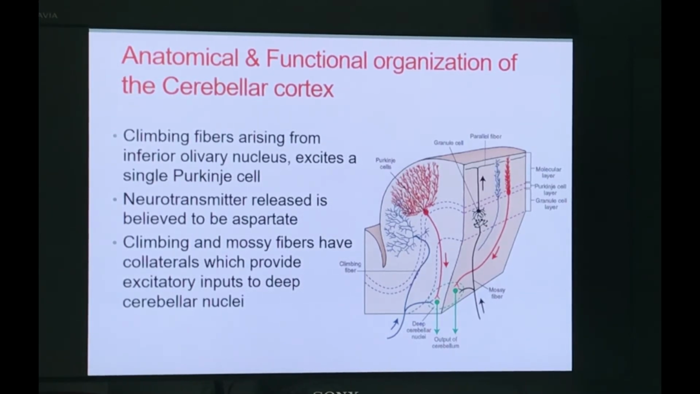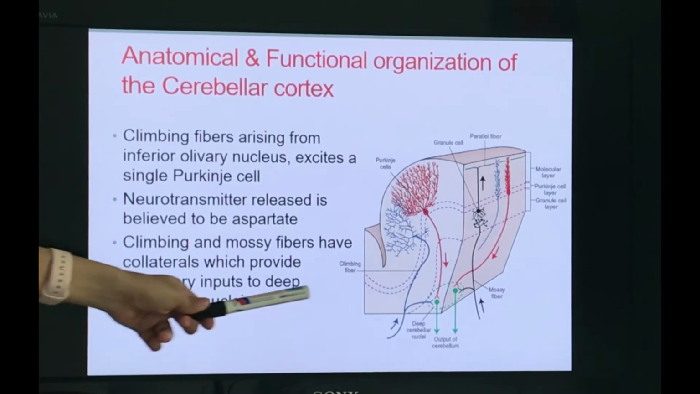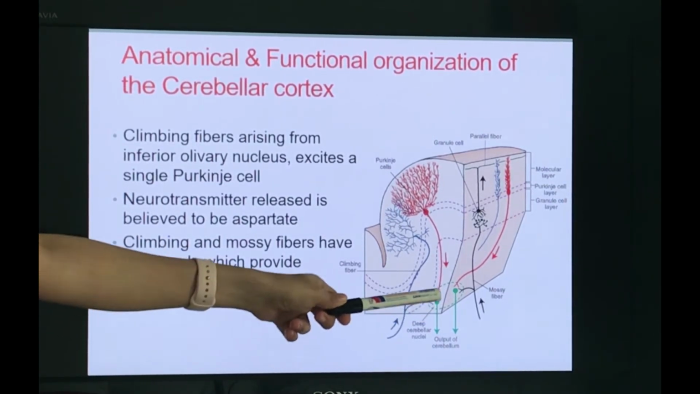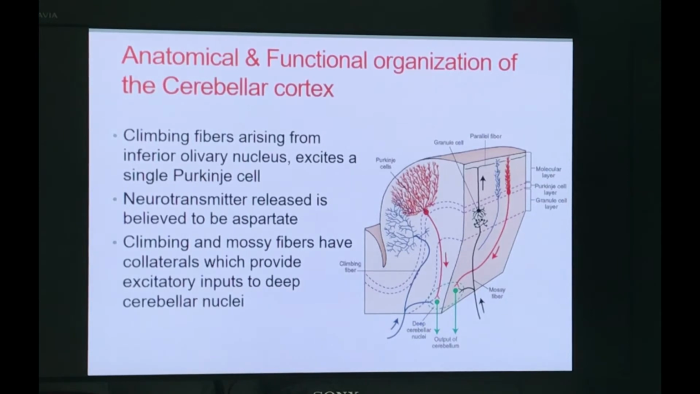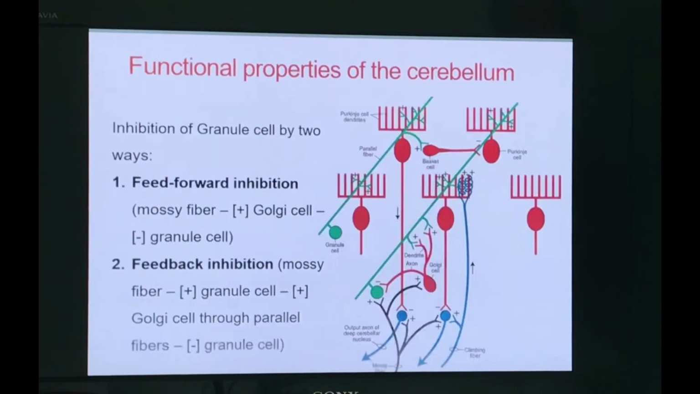Climbing and mossy fibers have collaterals, though they have a synaptic connection with the Purkinje cells. Climbing fibers have a direct connection, but mossy fibers influence the Purkinje cell through the granule cells. They also have collaterals giving excitatory inputs to the deep cerebellar nuclei, so that there is a balance between excitation and inhibition. Accordingly the muscular movements are coordinated and planned. So these are the functional properties of the cerebellum.